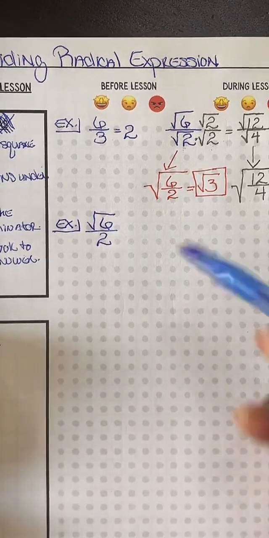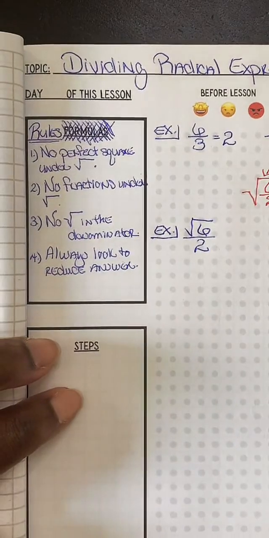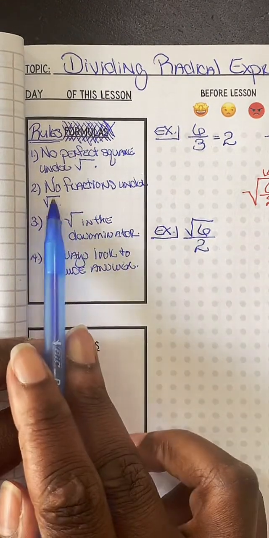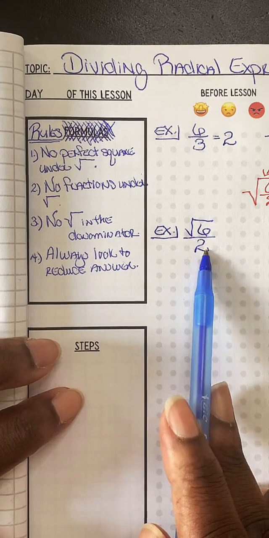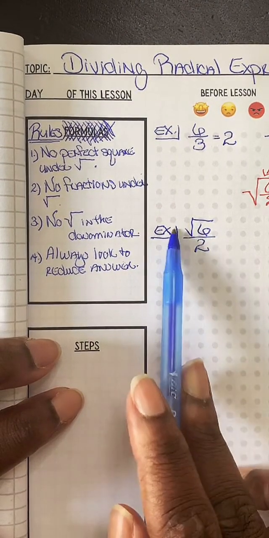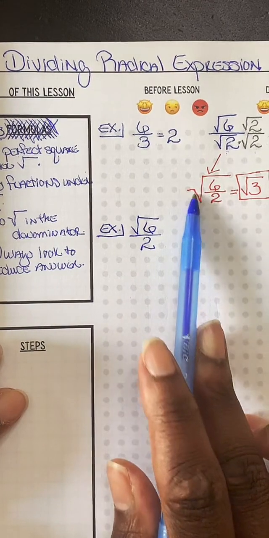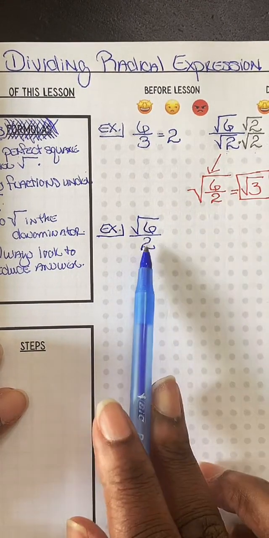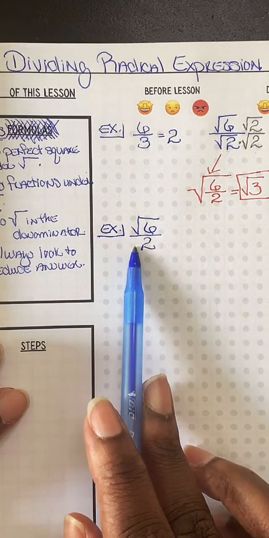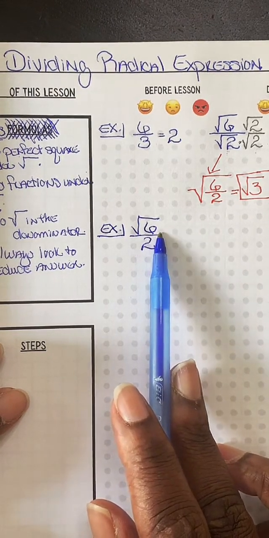Okay? So we have the square root of 6 over 2. Now we're looking at our rules. Do we have a perfect square underneath that radical? Nope. Do we have fractions underneath the radical? No. Because the radical is not embracing both the 6 and the 2, like this one. This radical is embracing both the 6 and the 2, but this one is not. When I say embracing, that means it's coming down to include the 2. Right now, the only thing underneath the radical is the 6.